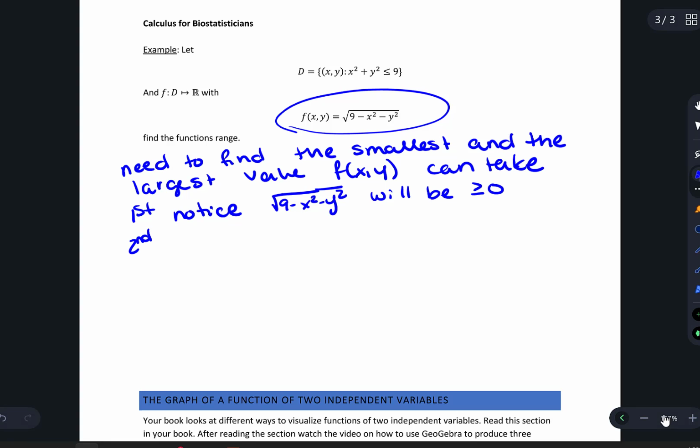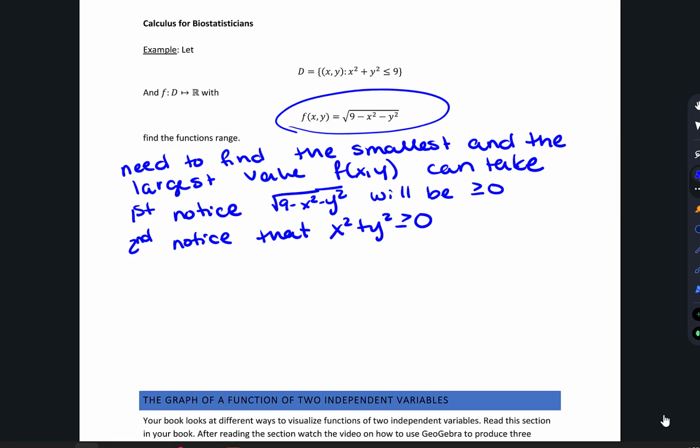So second, notice that x squared plus y squared will always be greater than or equal to 0. And that's because no matter what numbers we place in for x or y, whether they be negative, positive, or 0, x squared will always be positive or 0, y squared will always be positive or 0, and therefore that sum will always be greater than or equal to 0.